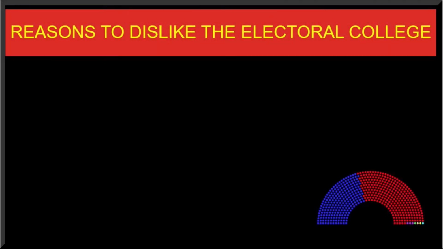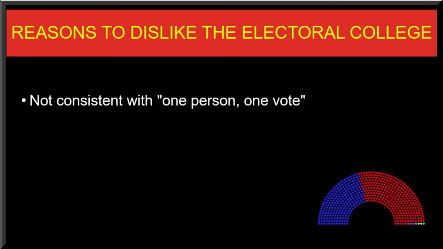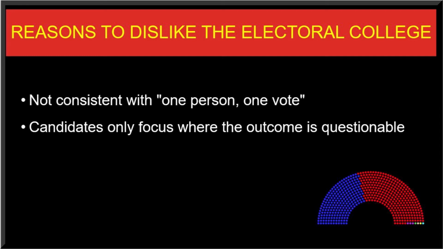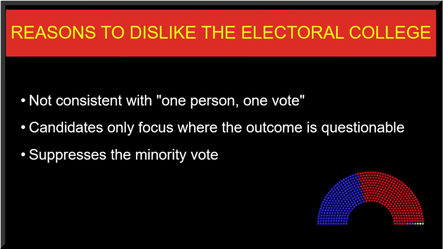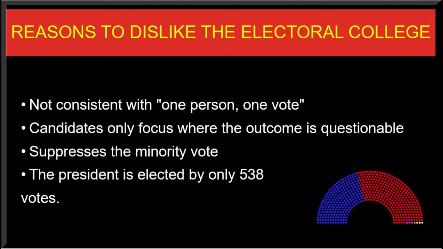Of course, there is always the other side. The following are the reasons some dislike the Electoral College. First, it does not prioritize the general election of the nation. It isn't consistent with the principle of one person, one vote. Second, since the outcome in certain areas is a foregone conclusion, candidates only focus on states whose outcome is in question. Next, it suppresses the minority vote. Lastly, the population of the United States is over 330 million people, yet the president is elected by a majority of only 538 votes.